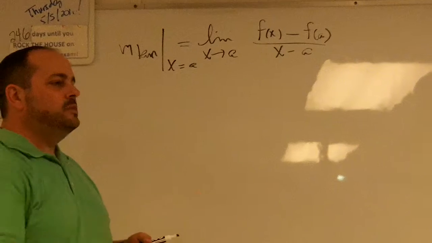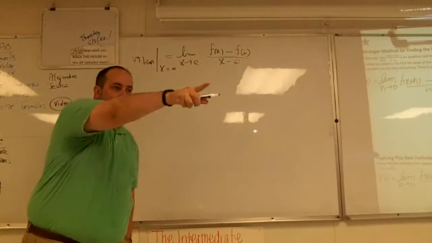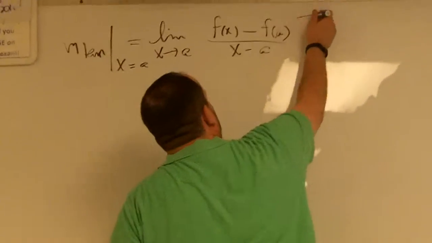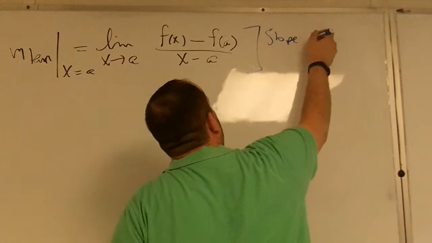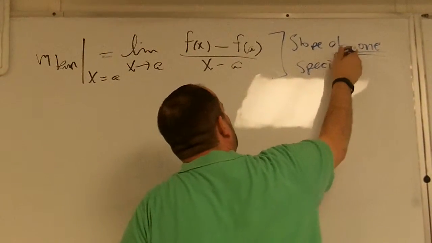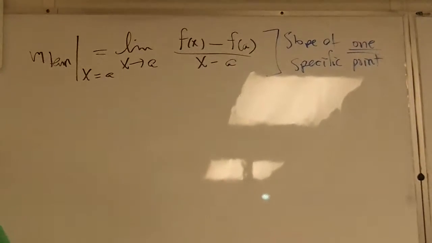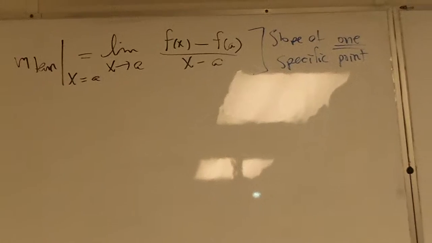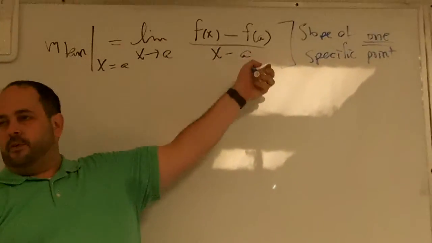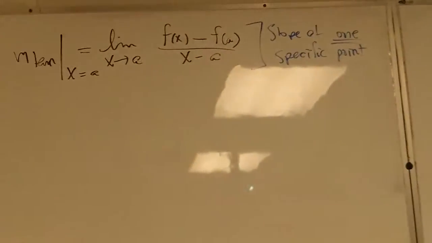Hector, what is that actually telling you? The slope at a specific point. One more time, you said it beautifully. The slope at a specific point. This is telling you the slope at one specific point. It's a great formula. It works really well. You guys got a lot of practice with this yesterday. Slope of the tangent line at one specific point, that's the formula.